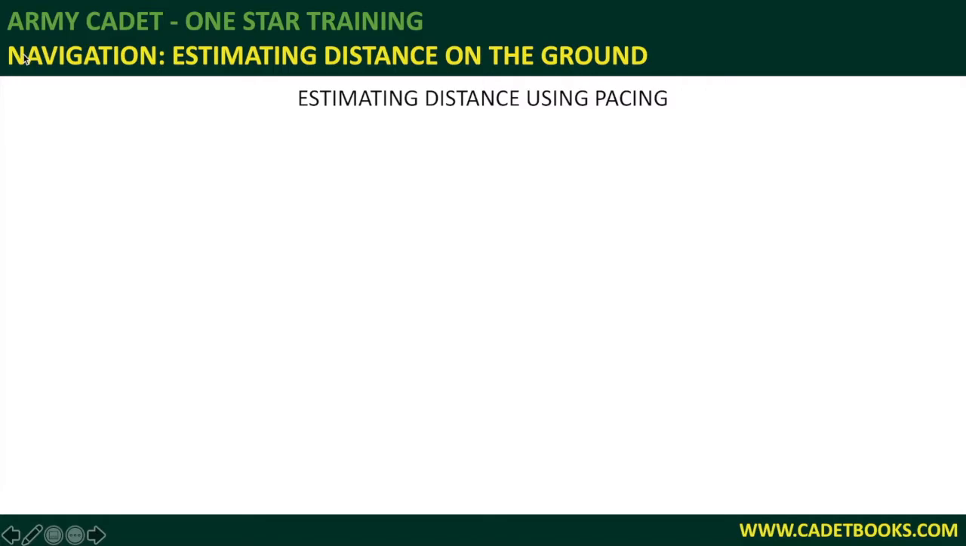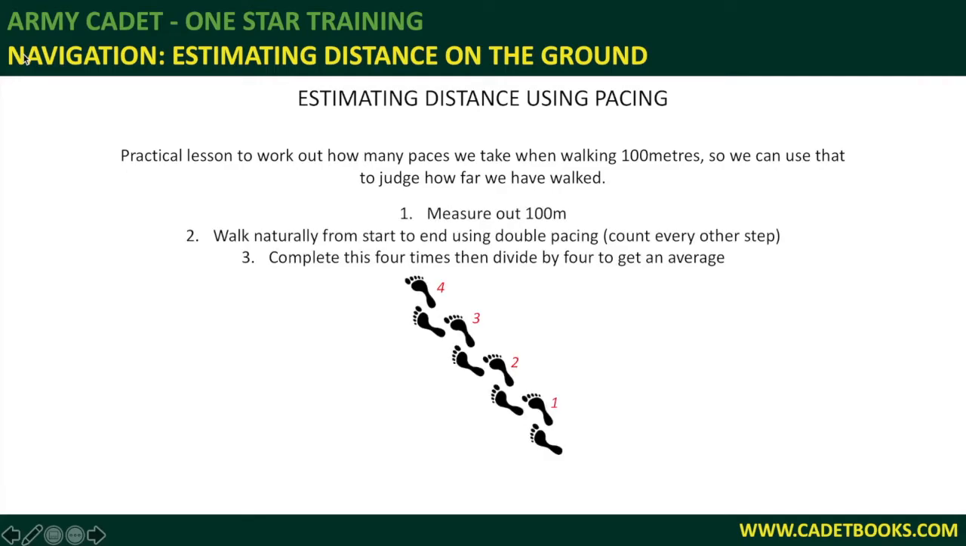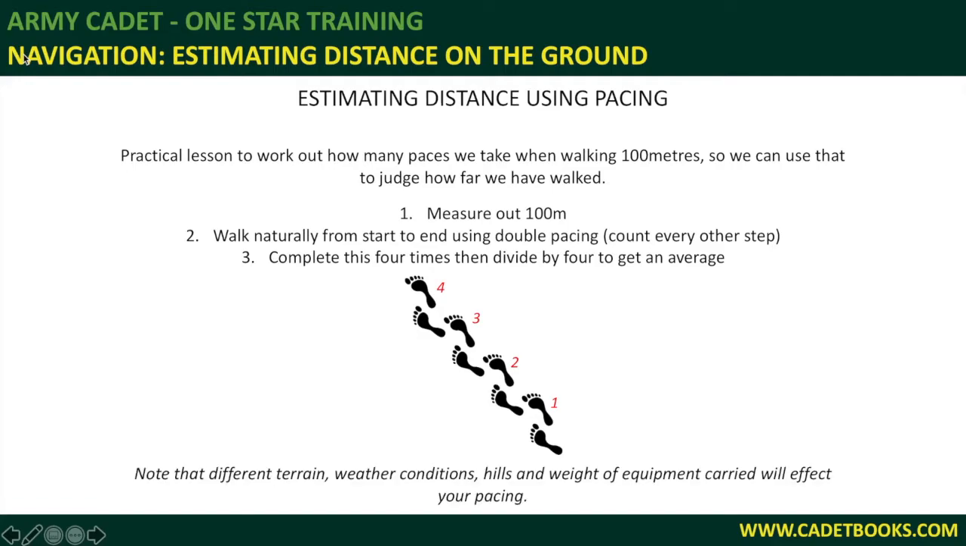Estimating distance using pacing. This is normally a practical lesson to work out how many paces we take when walking 100 metres, so we can use that to judge how far we've walked. To do this, we measure out 100 metres. We walk naturally from start to end using double pacing, counting every other step as shown below. Complete this 4 times, then divide by 4 to get an average. This is the number of paces that you take when walking 100 metres. Note that different terrain, weather conditions, hills and weight of equipment carried will affect your pacing.